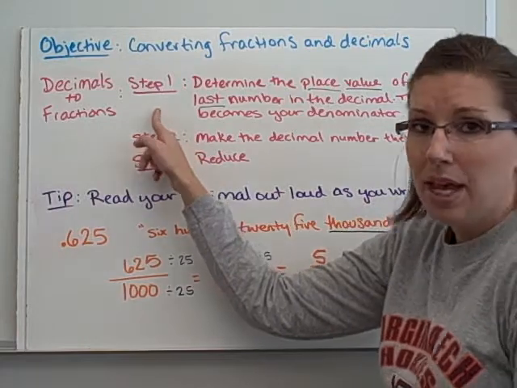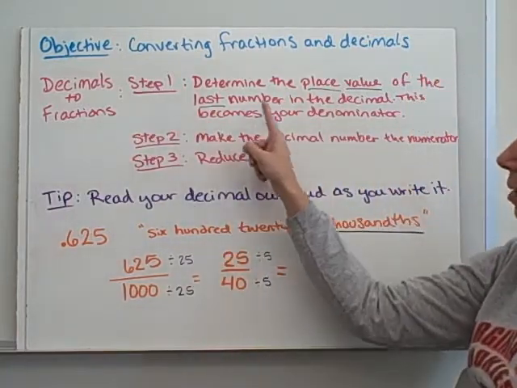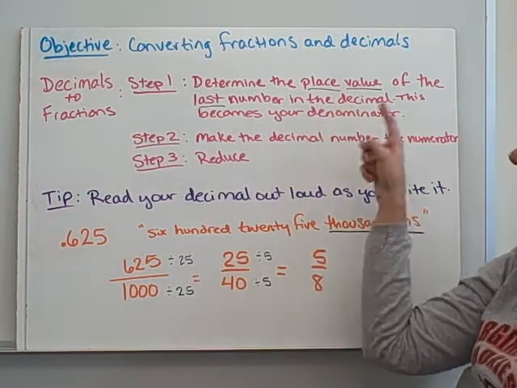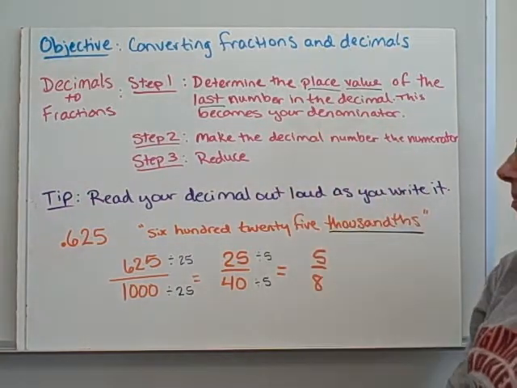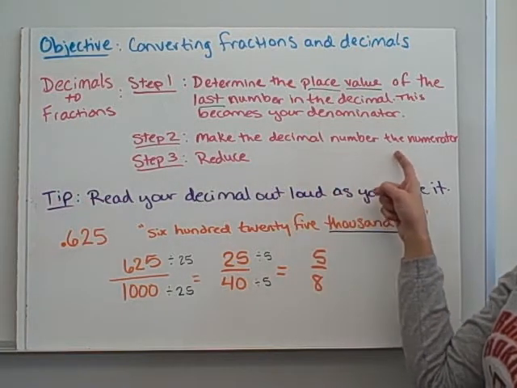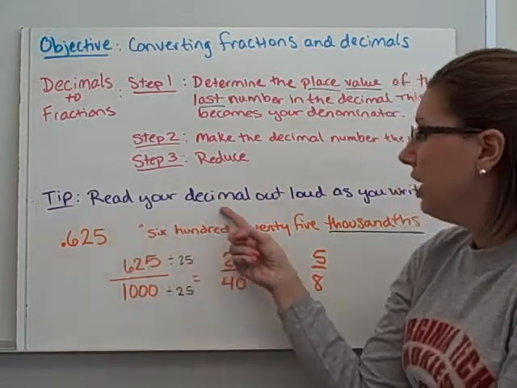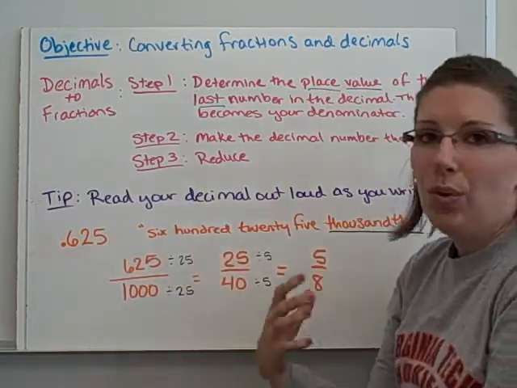The first step is to determine the place value of the last number in the decimal. This becomes your denominator. Step 2, make the decimal number the numerator and reduce. It helps when you read your decimals out loud as you write them.